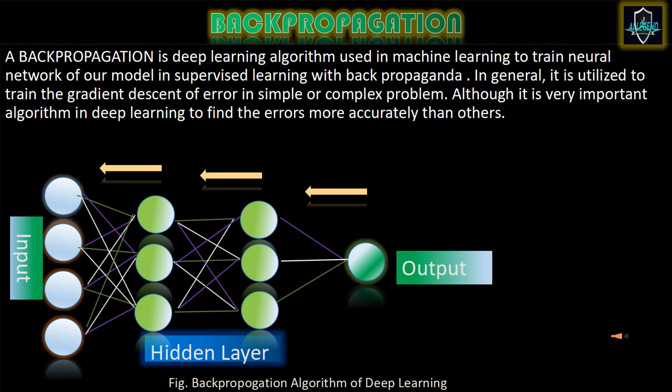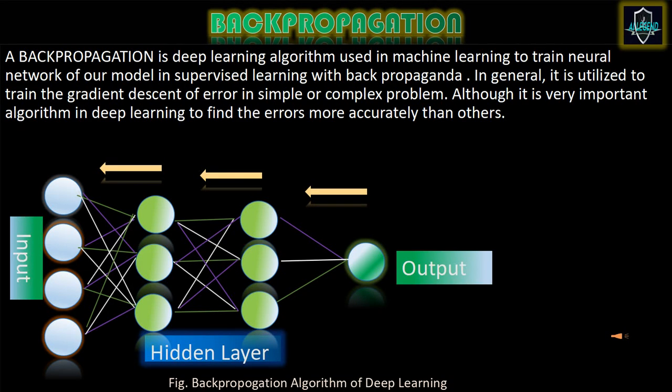Alright, so let's start by understanding in detail what backpropagation is. Backpropagation is a deep learning algorithm used in machine learning to train the neural network of a model in supervised learning. In general, it is utilized to train gradient descent of error in simple or complex algorithms in deep learning, to find the errors more accurately than others.